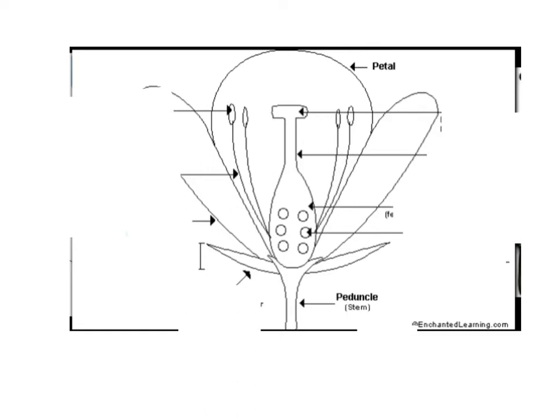At the base of the plant, you have the stem. You don't need to think of it in terms of it being called a peduncle. The stem is fine, and that is obviously there to support the flower.